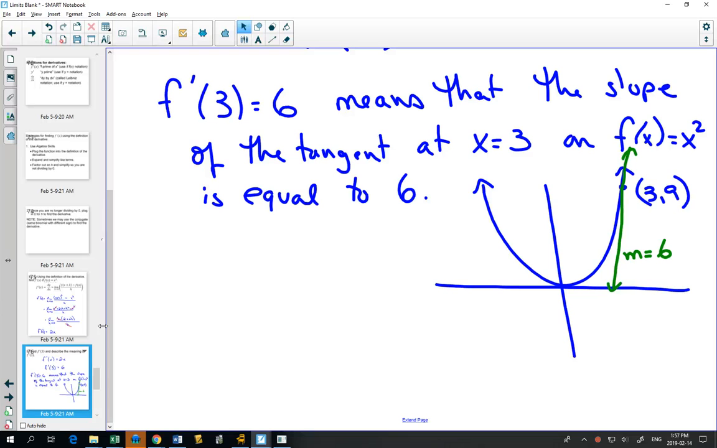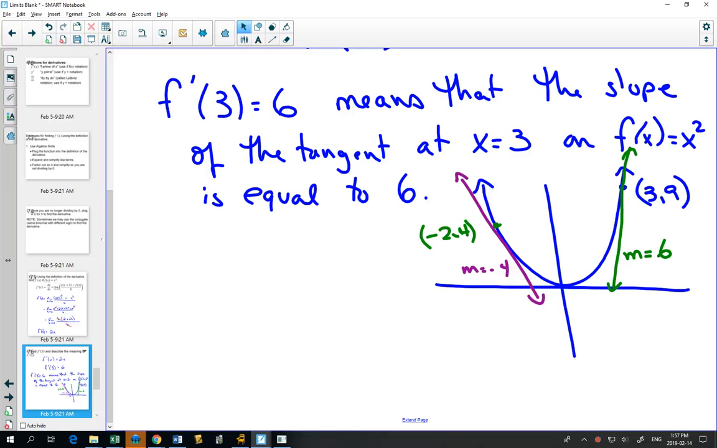Okay? If you wanted to find another slope, if you wanted to find the slope at -2, 4, you could plug -2 into your derivative function, and 2 times -2 would be -4. I would know the slope of that line is -4. So the power of the definition of the derivative is we find an equation that works for any slope.